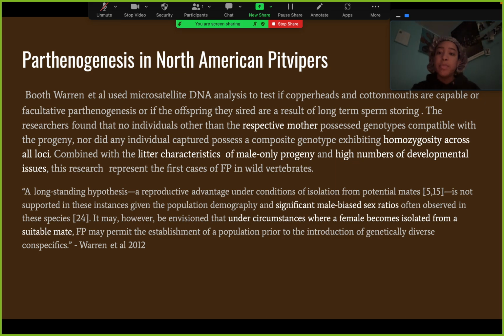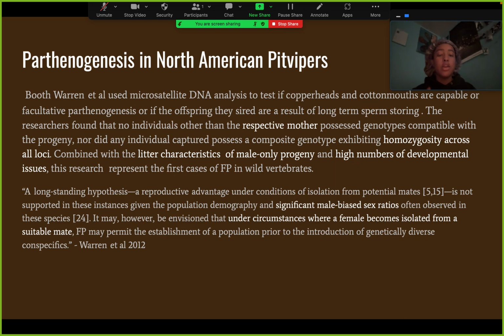This quote down here is explaining that the researchers thought that because parthenogenesis was thought to be something like a last resort, they would find the same thing here. However, it's not looking like a last resort because there were definitely a lot of males in the population, and parthenogenesis usually shouldn't happen in populations where there are a lot of males. In the population with cottonmouths and copperheads, there is a skew towards a male dominant population. So the females definitely didn't have an issue finding males.